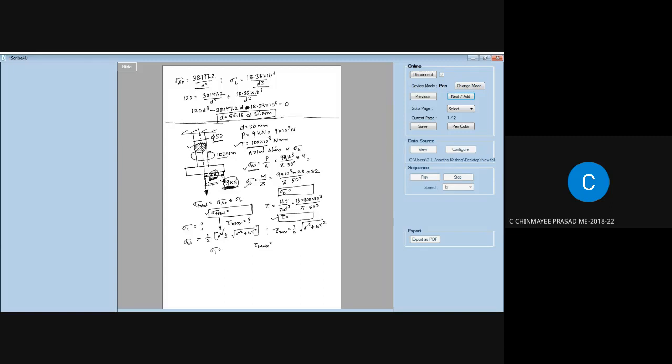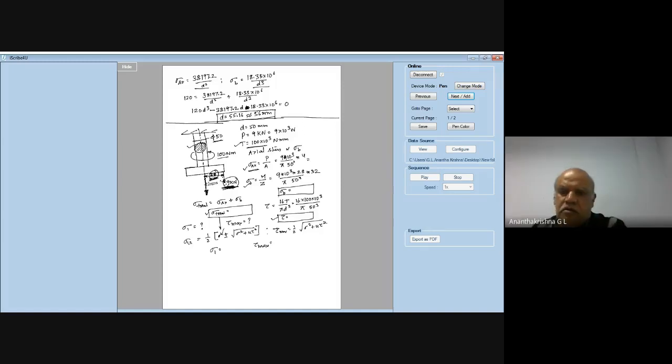So for 9 kilonewton, won't there be any sign convention or anything that's needed? No. It's axial stress. Since it is given down, it's going to be tensile stress only on the shaft. Okay.